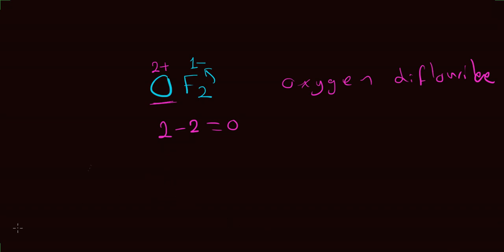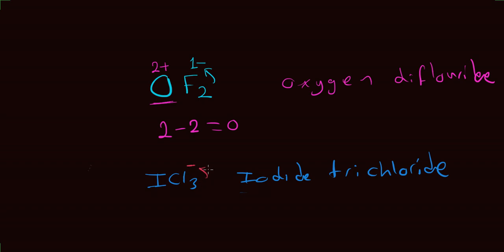So look at this example, guys: ICl3. This is iodine, and you say iodine trichloride. So you have to find the charge of iodine. Chlorine is -1, right? So 3 multiplied by -1 is equal to -3. To be 0, iodine must be +3. That's okay.